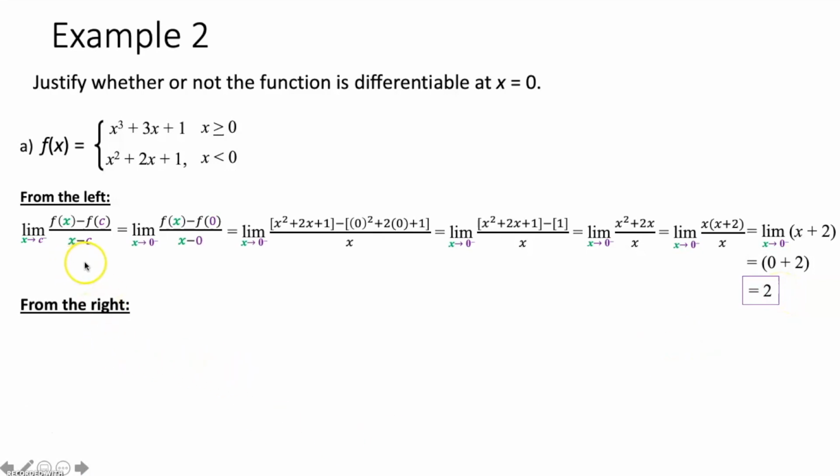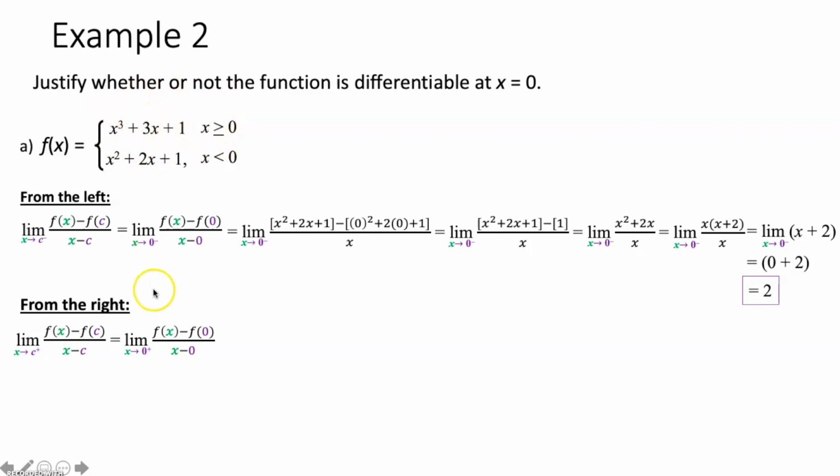We are going to take the limit as x approaches c from the right of the alternative form of the derivative right here. We plug in our c value, which is still 0, only this time we're coming in from the right. So we're going to use this part of the piecewise function. This is true for all x's greater than or equal to 0. So that's coming in from the right.